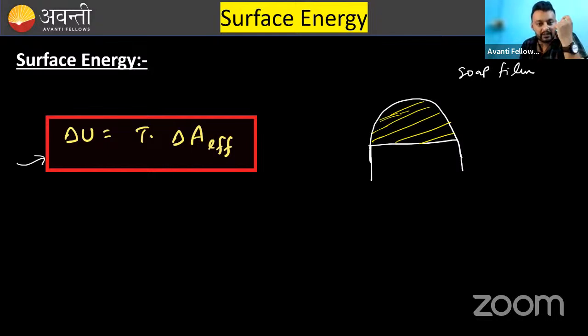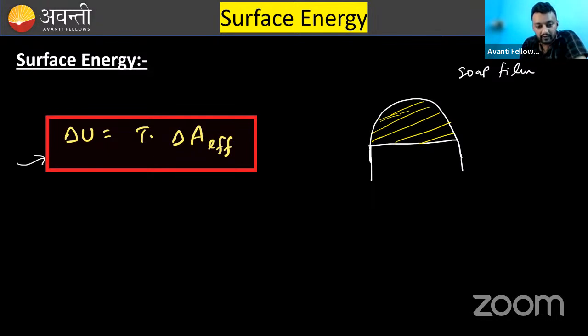So what is the meaning of effective area? You can clearly see that if this is the soap film formed in this wire, one side is from the front and you can see the other from the back side as well. So you can see two surfaces in this loop, one from the front, one from the back. So the effective area is due to both the surfaces.